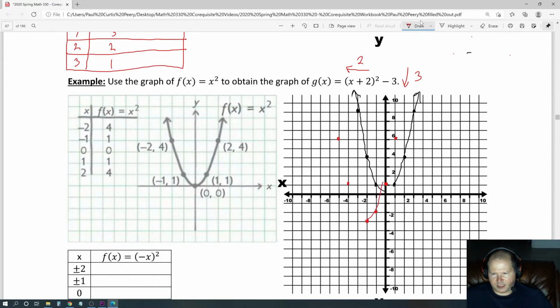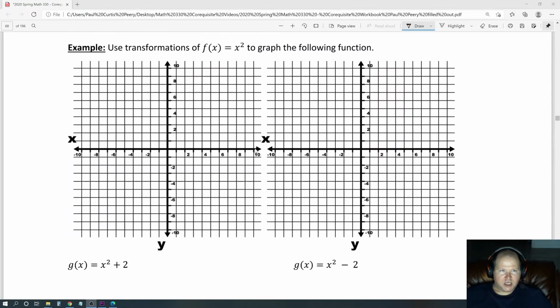So we should be able to draw it, and it should basically be the original, but because of this, it shifted 2 to the left, 2 to the left, and 3 down. And that's what happened.